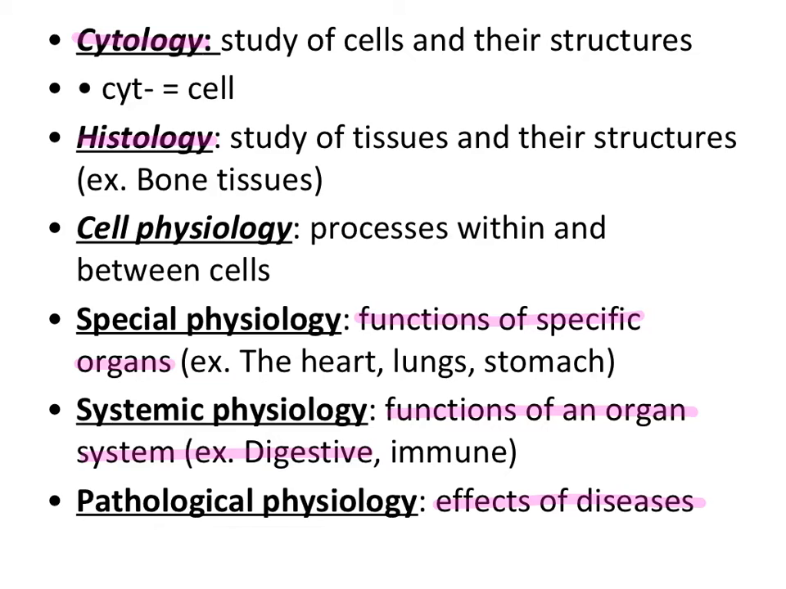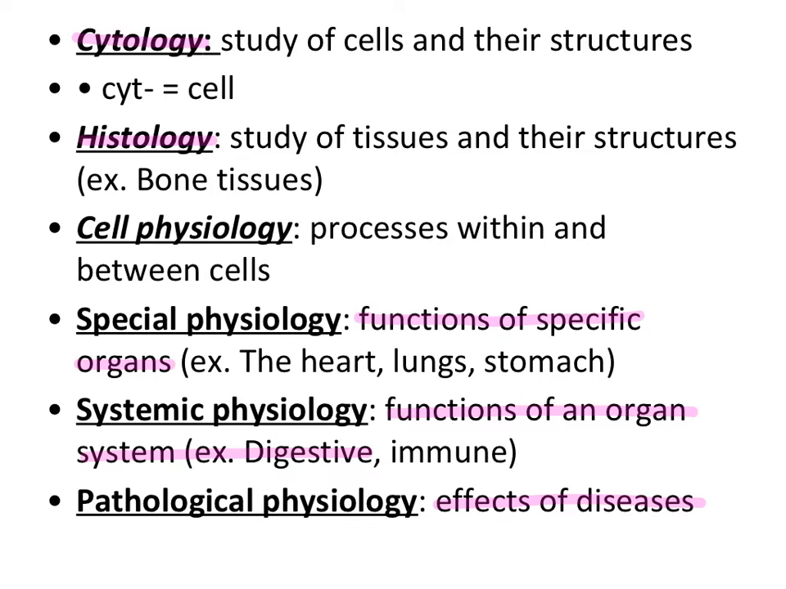Our next goal is the level of organization. As we move, we begin with the study of the cell in our study. Cytology is the study of cells and their structures. Cyto means cell. Histology is the study of tissues and their structures. Bone tissue is a type of connective tissue. That would be an example.